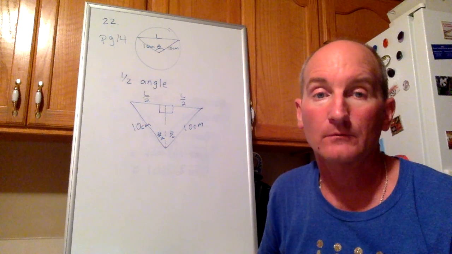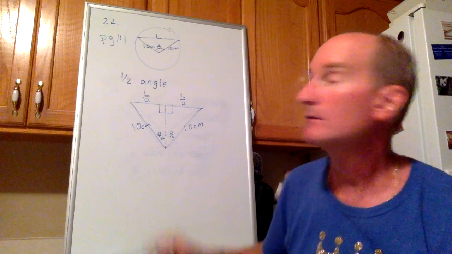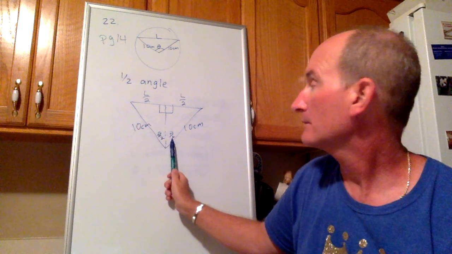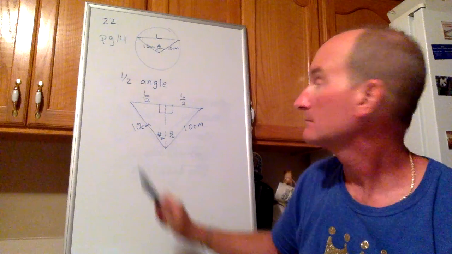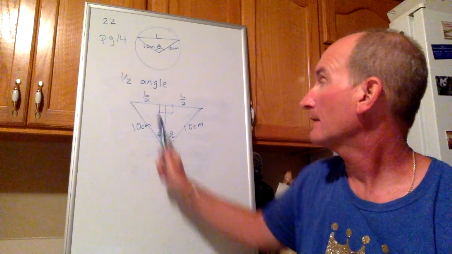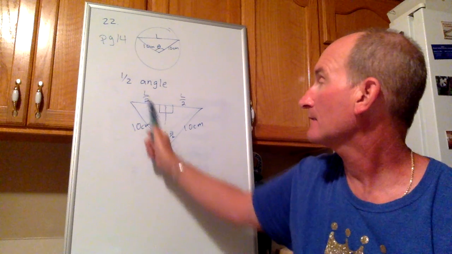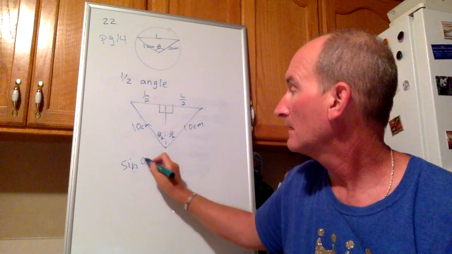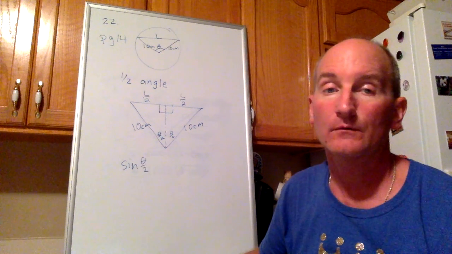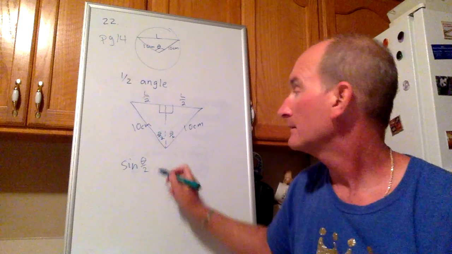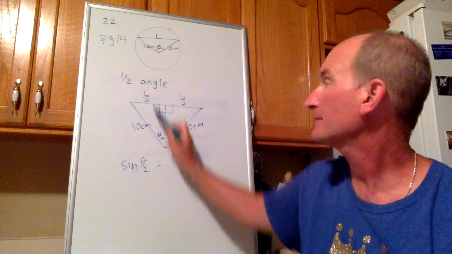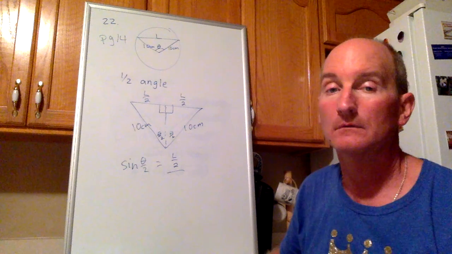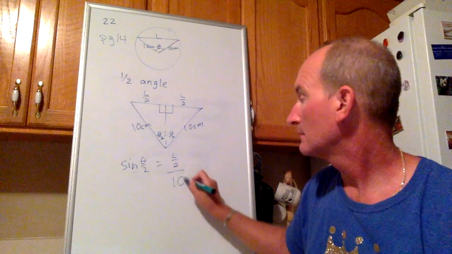Now we use right triangle trig. This time we use it for either this angle, 1/2 theta, or this angle, 1/2 theta. And this side is opposite the angle, so we say that the sine of theta over 2 is equal to the opposite side, which is L divided by 2 over 10.